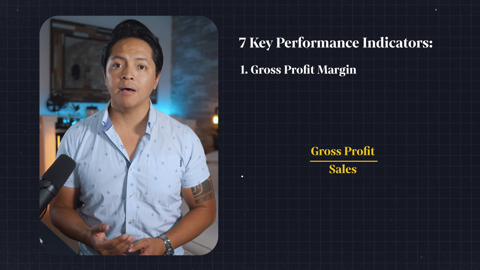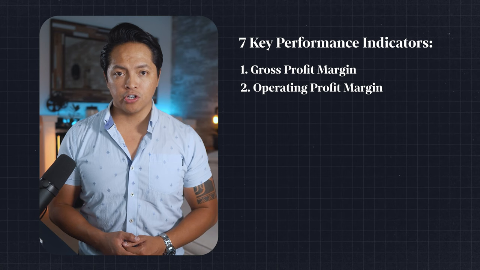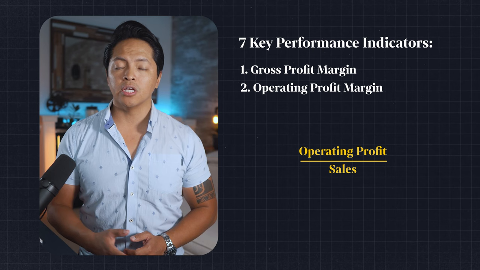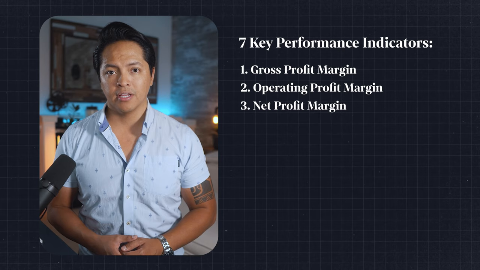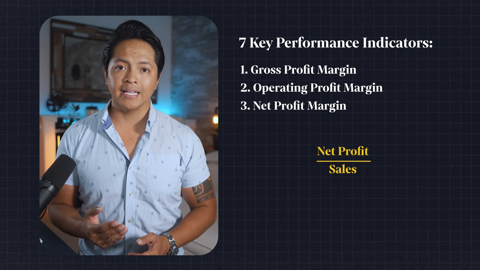Number 2, operating profit margin. The formula is operating profit divided by sales. It measures the operational efficiency of a business. Number 3, net profit margin. And the formula is net profit divided by sales. This ratio indicates how much of each dollar of sales is left over after all expenses are deducted.